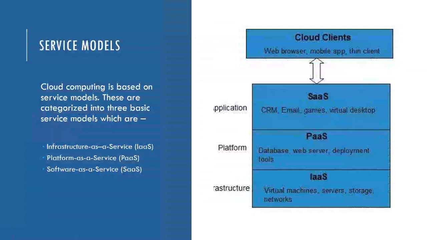Coming to the service models, AWS provides infrastructure as a service. If a customer wants a virtual machine, server, or storage, AWS provides infrastructure services. And platform as a service: if a customer needs a platform, like database service, web service, and deployment tools, yes, AWS provides that.